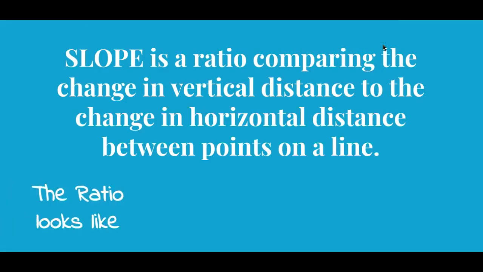Slope generally refers to the steepness of a line or the steepness of a graph. So the slope is comparing the change in the vertical distance to the change in the horizontal distance between 2 points on a line. Okay, change in the vertical distance, that's the change in the y, over the change in the horizontal distance, which is the change in the x. This lingo should be familiar to you guys already.